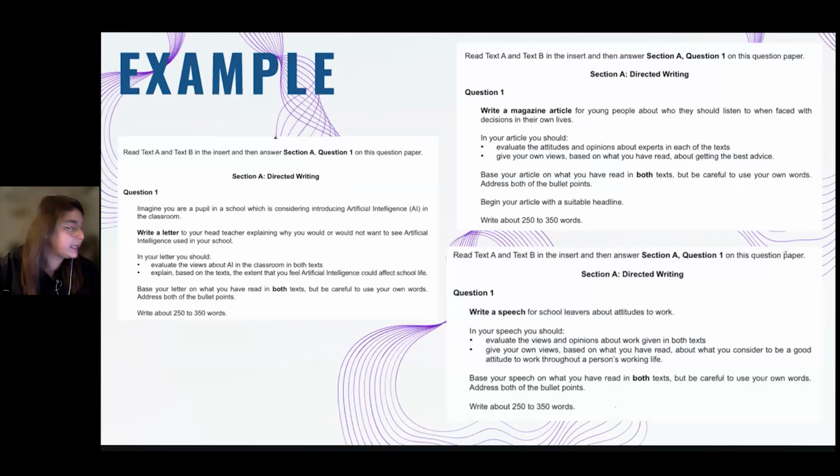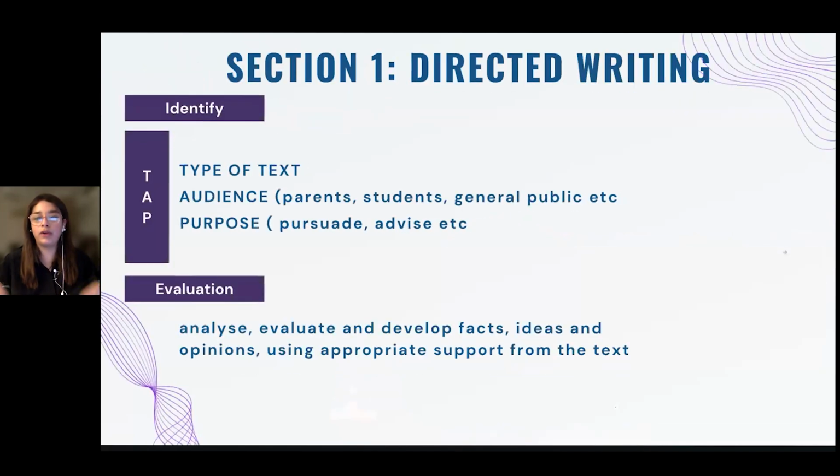For example, इसमें जैसे उन्होंने लिखा है, the first one says that imagine you are a pupil at a school which is considering introducing artificial intelligence in the classroom. ठीक है? And they're saying you need to write a letter to the head teacher explaining why you would or would not want to go with this idea. Now, iski evaluation basically ye hogi that no matter what the points are, for example, they're talking about how AI makes, I'm just giving you an example right now. We will go over the text as well.